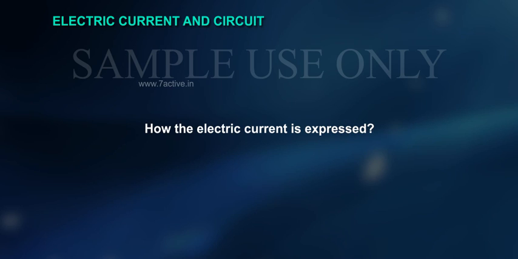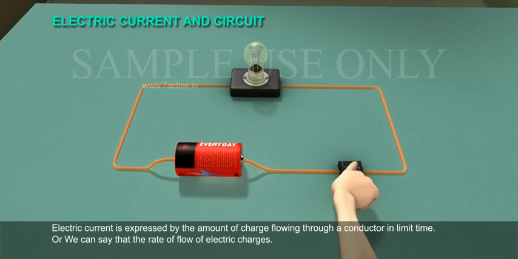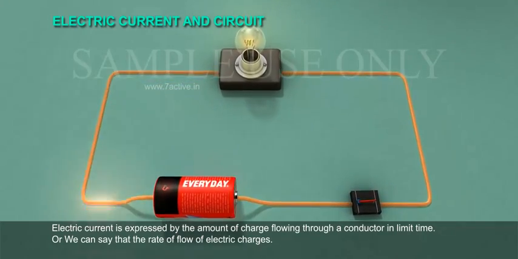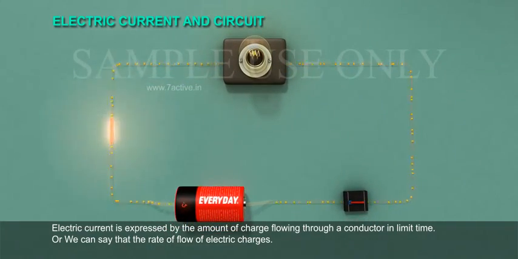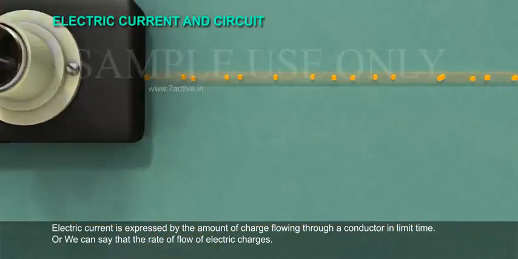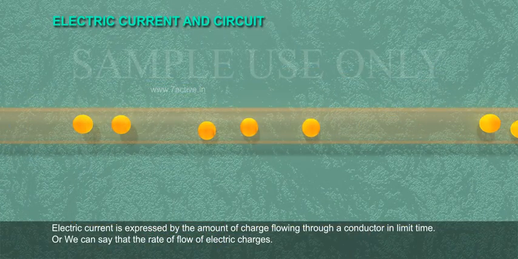How is the electric current expressed? Electric current is expressed by the amount of charge flowing through a conductor in unit time. Or, we can say that it is the rate of flow of electric charges.